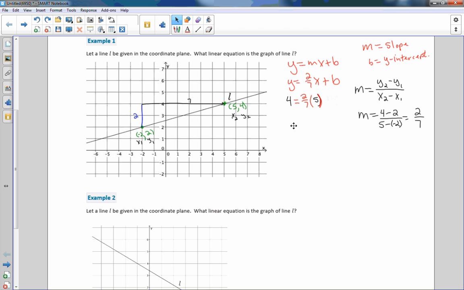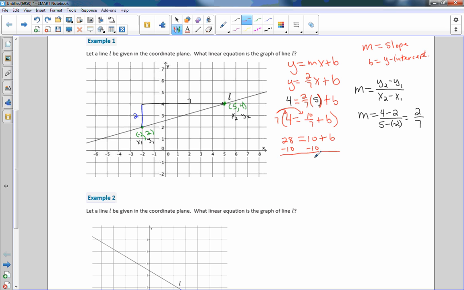So here we are. Let me fix this. So I have plus b. So let's multiply this first. 4 equals 10 over 7 plus b. Okay, so now I want to get rid of that 7. Now I multiply by 7. 7 times 4 is 28. 7 times 10 sevenths is 10 plus b. If I subtract 10 from both sides, then I get 18 equals b.